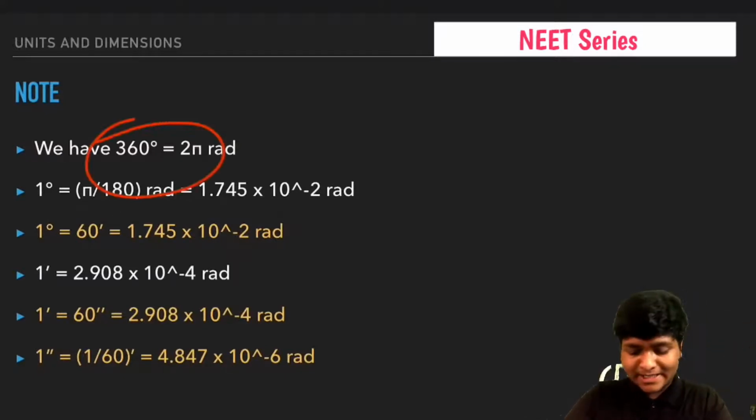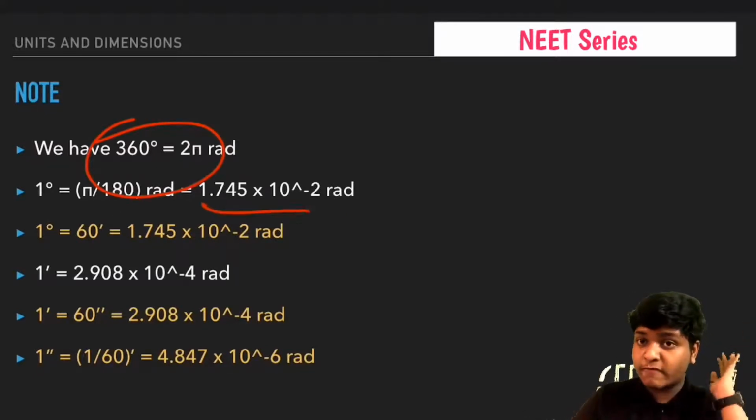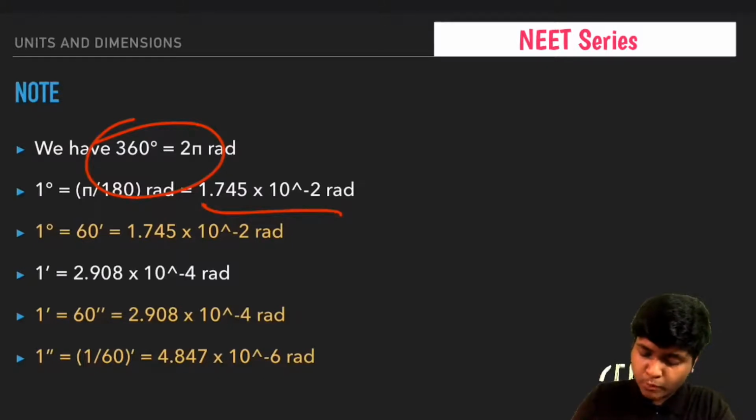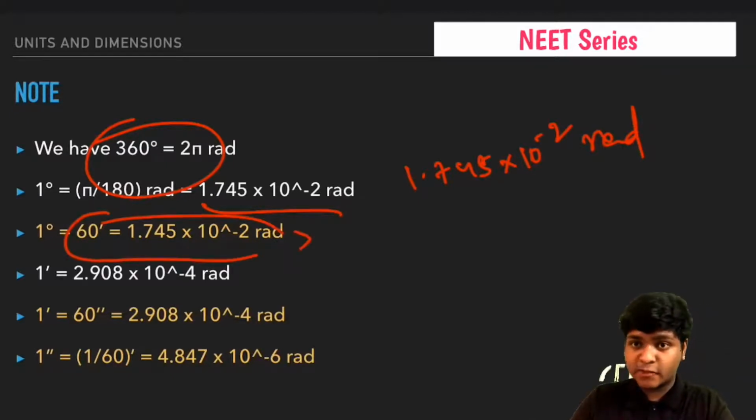Okay. So we have 360 degrees is equal to 2 pi. So what about 1 degree? It forms 1.745 into 10 power minus 2 radians. And 1 degree is equal to 60 minutes. What about 1 minute? 1 minute is equal to 1 by 60 degrees.